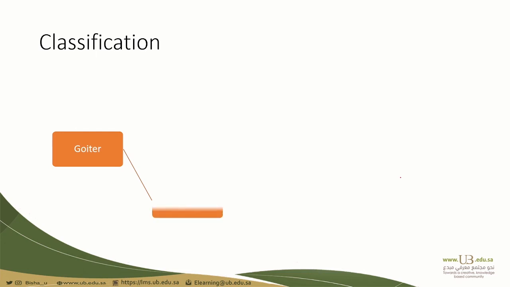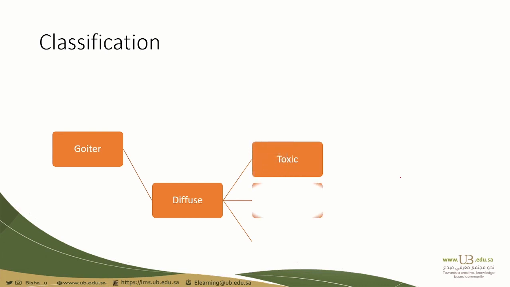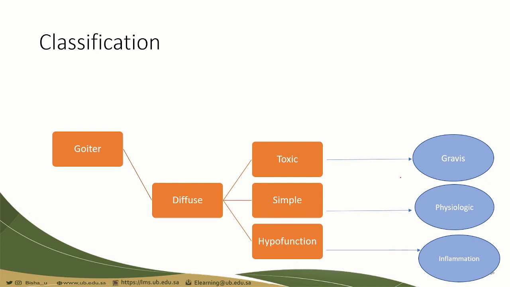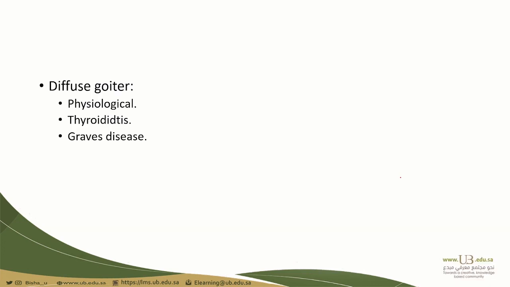So goiter, as we said, can be nodular or diffuse. Now we'll talk about diffuse. We have three types: either toxic, simple, or hypofunctioning. Toxic, like in Graves' disease; simple, as we said, like in physiologic, pregnancy or puberty; and hypofunctioning, like in inflammation in Hashimoto's thyroiditis.